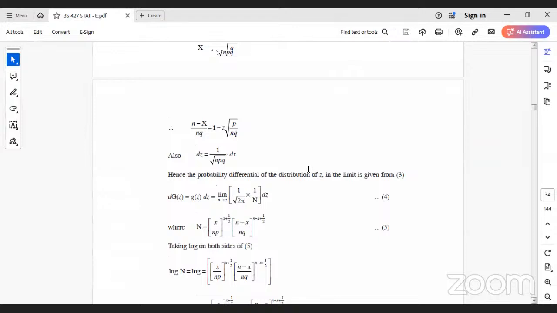Hence, the probability differential of the distribution of Z in the limit is given as follows.